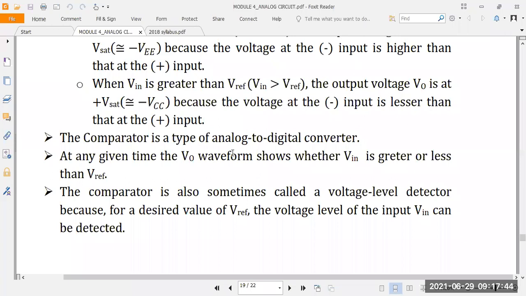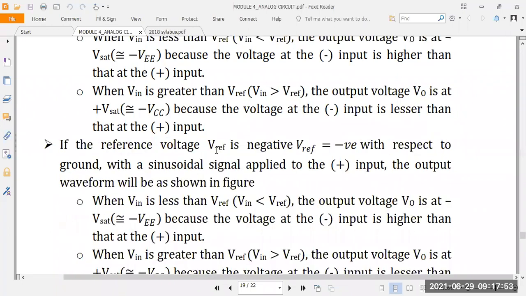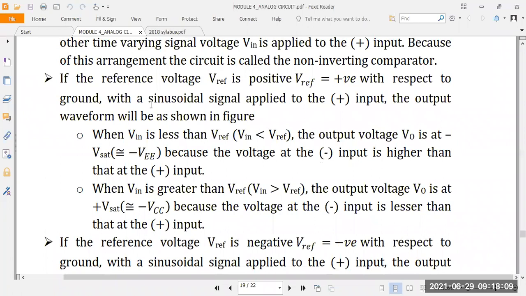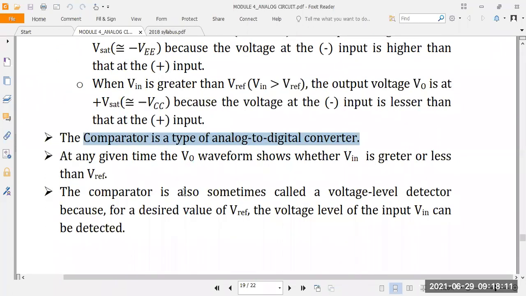Next, this comparator acts as an analog to digital converter. Why? Because the input is AC. So this AC we are going to convert into pulses. It is plus V and minus V, so we're making a pulse form. So it acts as an analog to digital converter. The output voltage waveform shows whether V in is greater than or less than V reference.